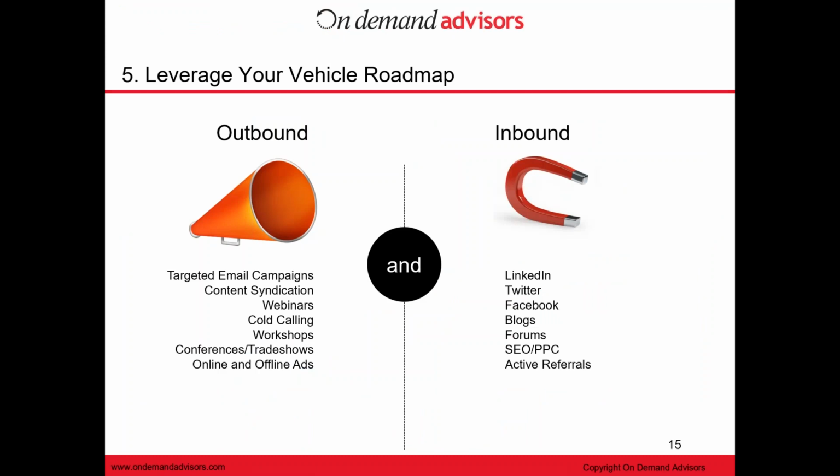Number 5 is leveraging the right vehicle roadmap. So we talked about the vehicles, which is talking about the content, the offers. Now we've got to figure out how do you get that to your target audience. And there are a lot of different ways to do this.